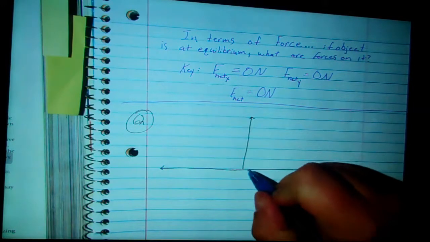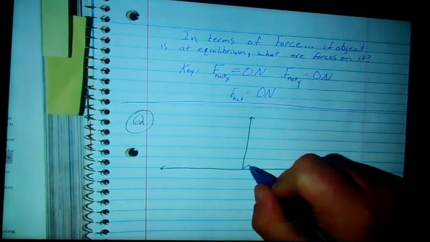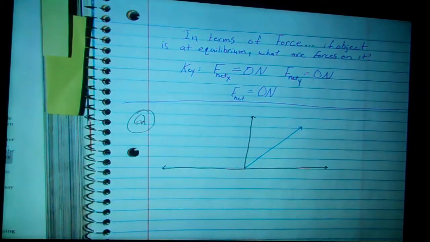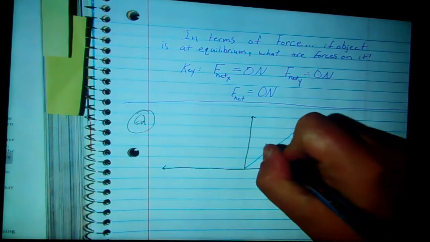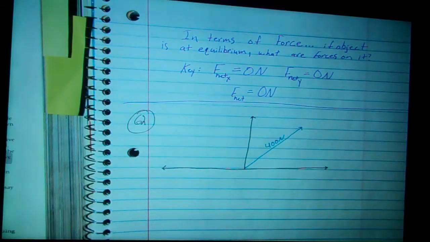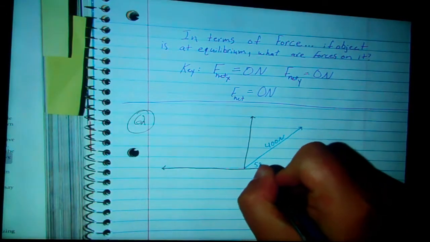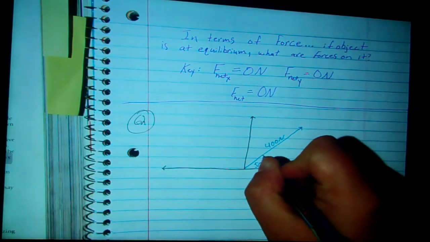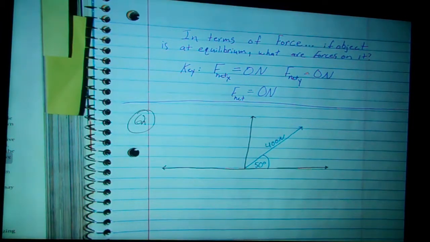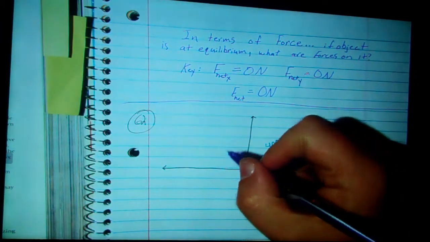So in this, we have a vector of 400 newtons. Do you think it would be easier for us if we drew that? I'm just gonna draw it just in case. At 50 degrees. And then we have a second one. This is going to be hard.